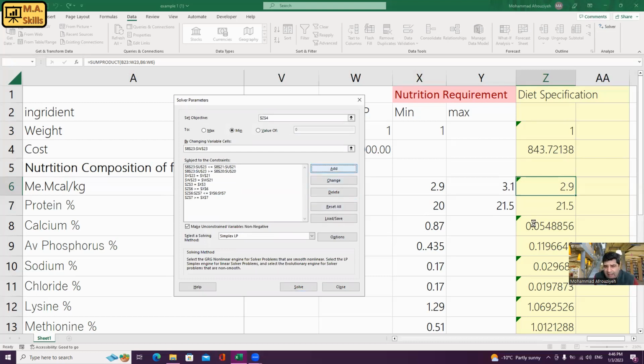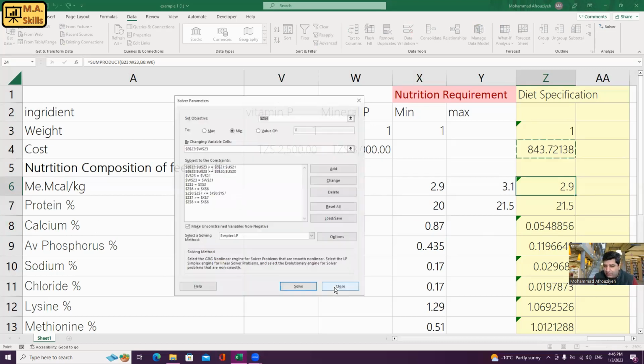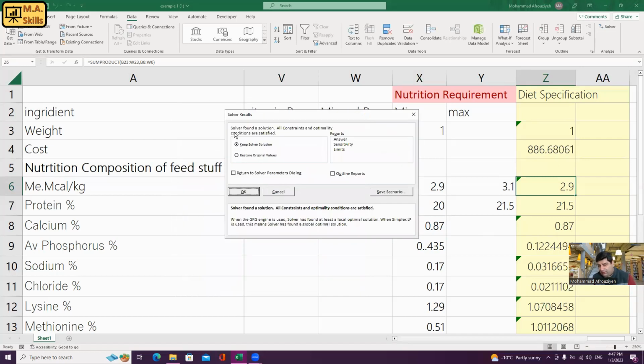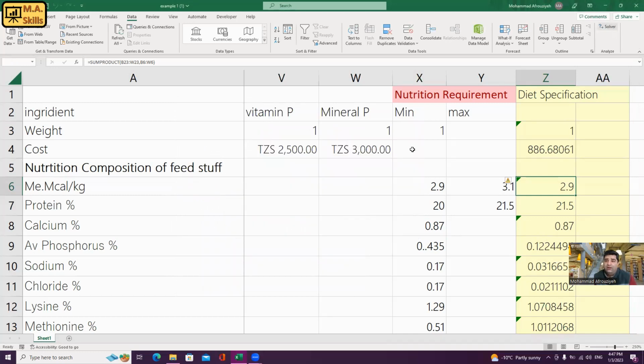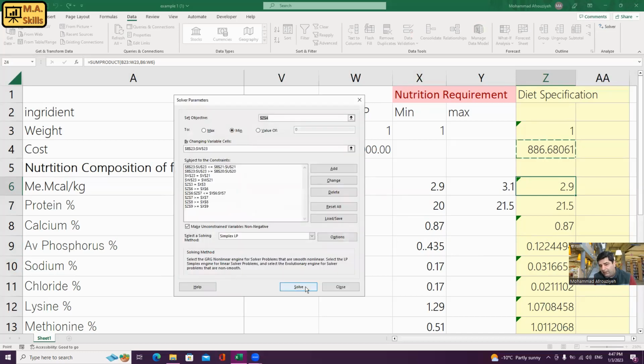So I'm going to add the next one, which is Z8, and it should be greater than X8. Okay, and solve. Again, solver found the solution. No problem so far. I'm just going to continue this. Now I am on phosphorus. I'm putting Z9 should be greater than or equal to what? X9, the phosphorus level. Okay, and solve.